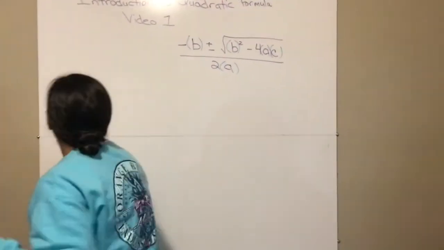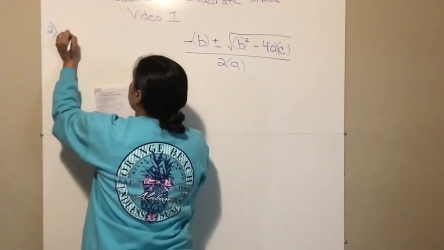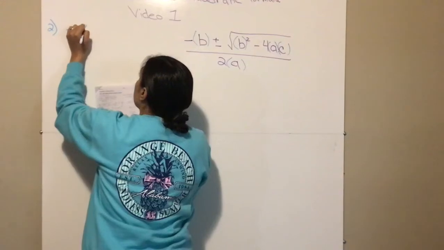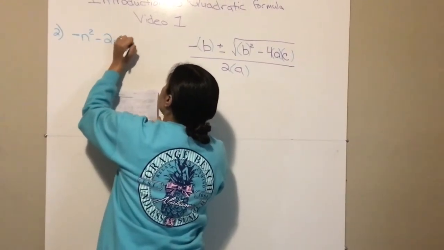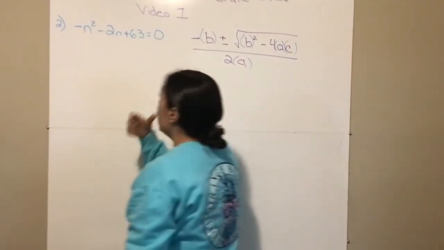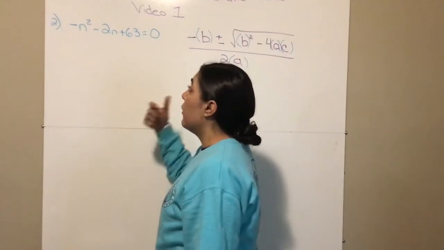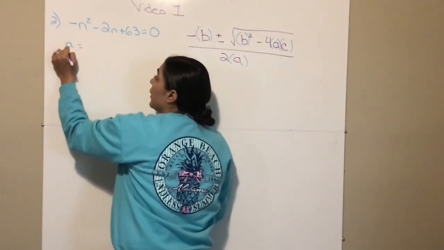Okay, so number 2. Number 2 says negative n squared minus 2n plus 63 equals 0. Okay, so same thing. We need to identify what is our A, what is our B, what is our C. I want you to think just a second while I'm writing these down.